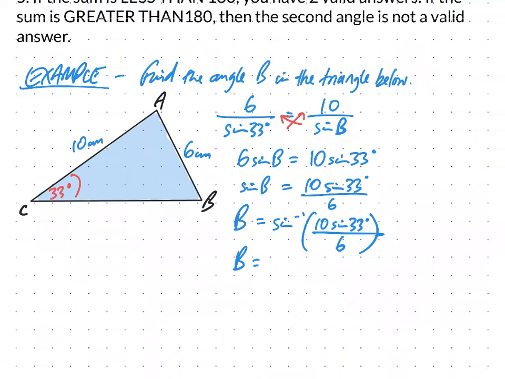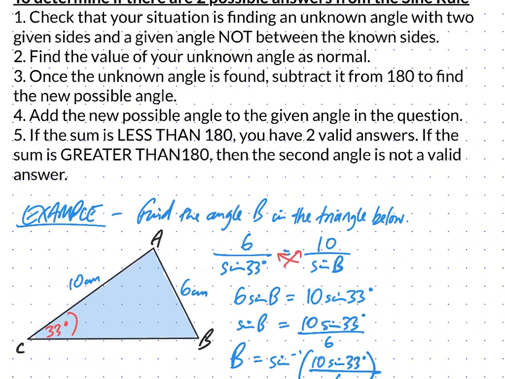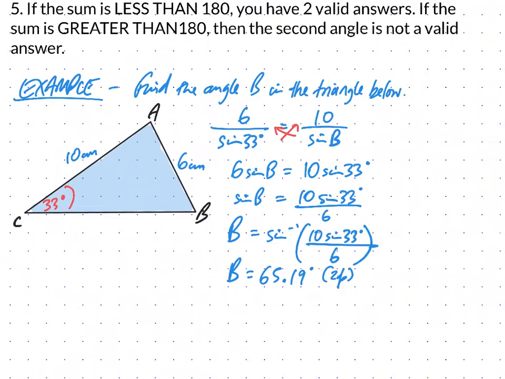So B is going to be 10 times sine 33, calculator time, divided by 6, inverse sine of the answer. B is going to be 65.19 degrees to 2 decimal points. However, I'm aware that in this situation, I could have an ambiguous case. So the steps were, I found the value of the unknown angle as normal. Once the unknown angle is found, subtract it from 180 to find the new possible angle.